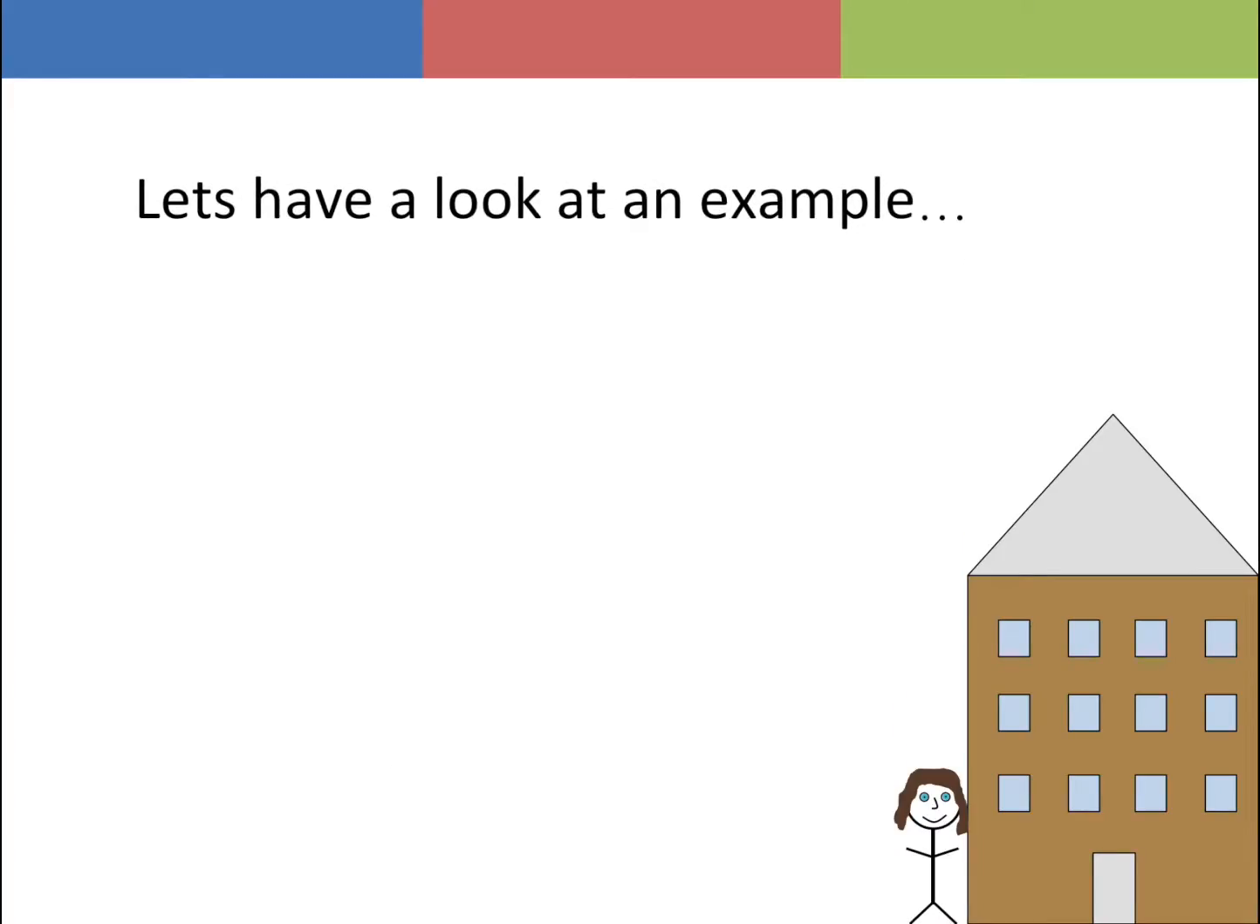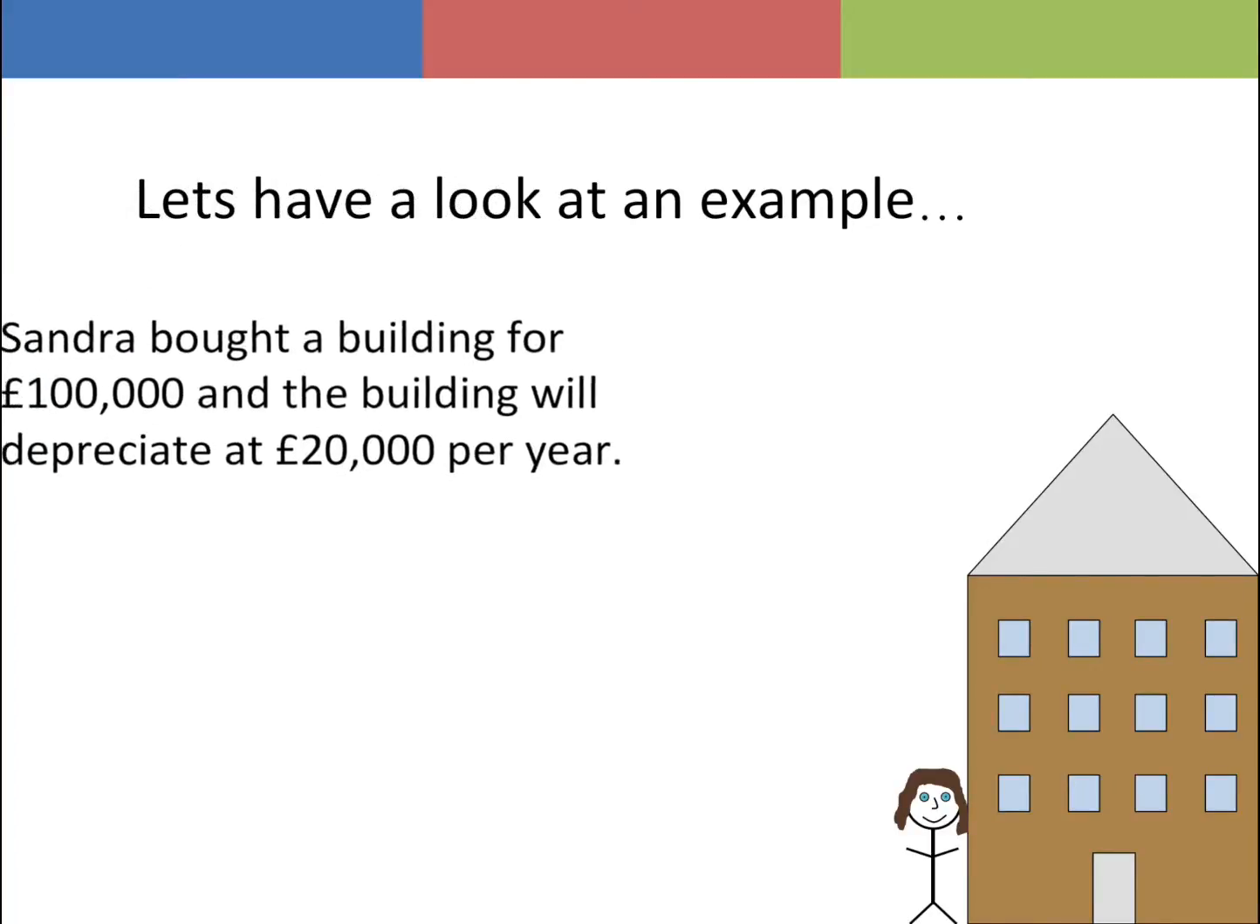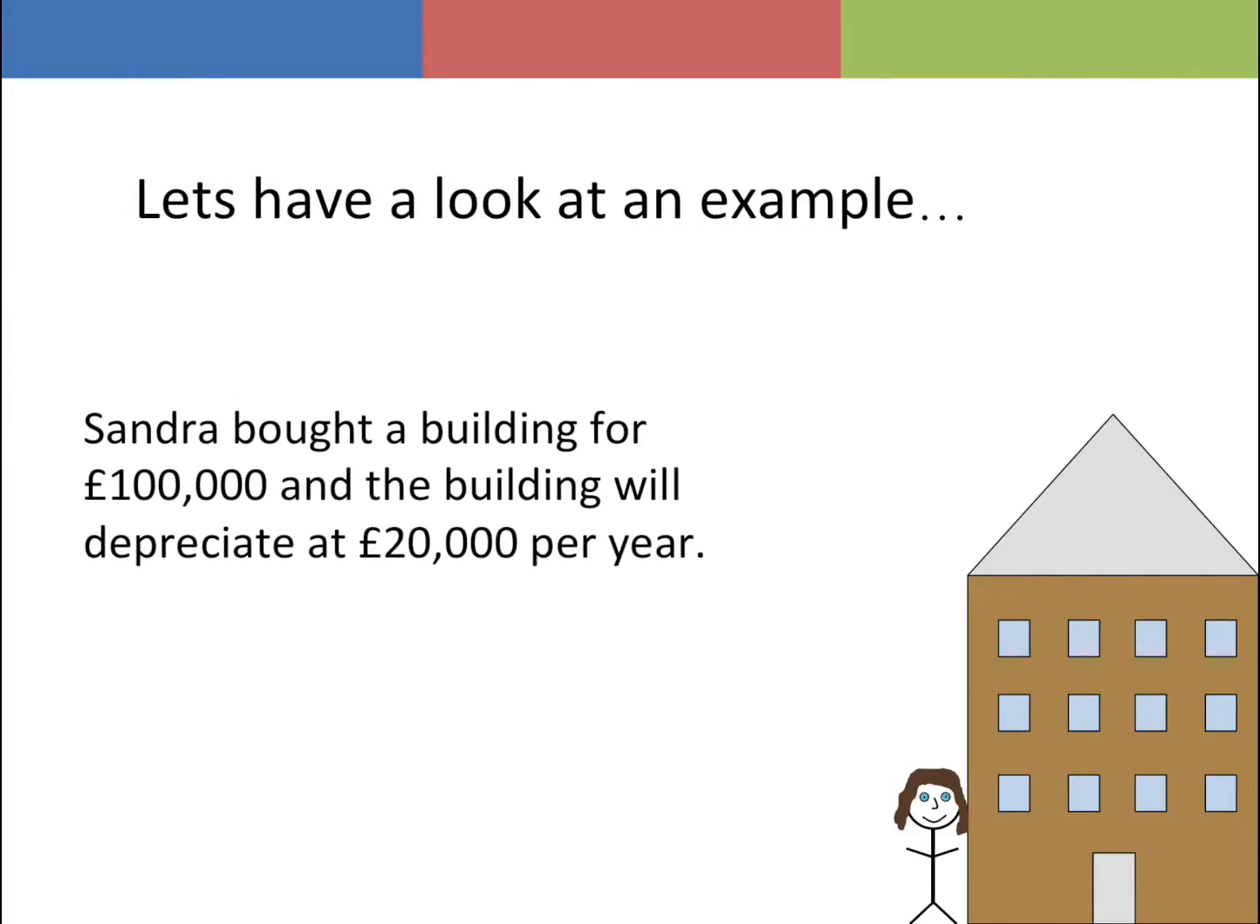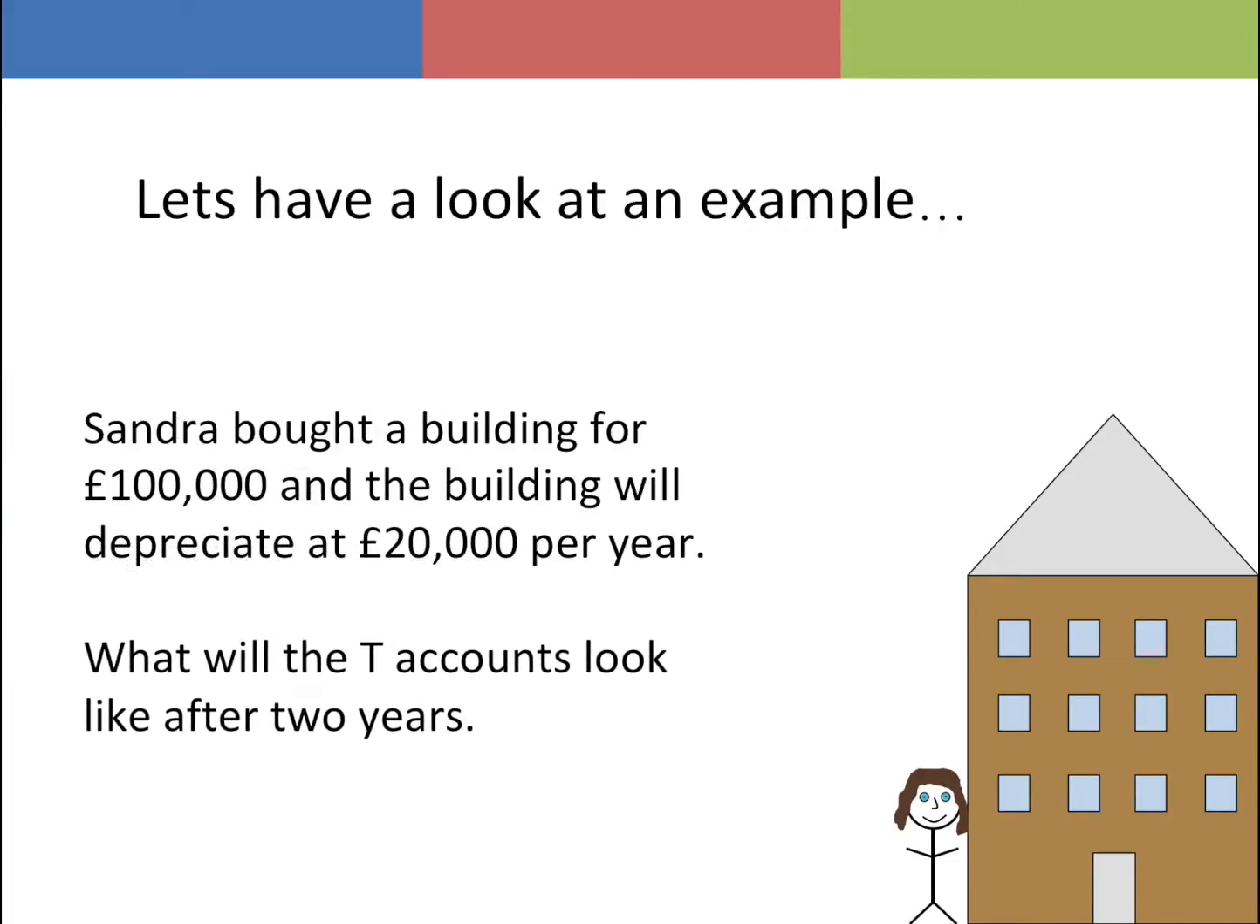Let's have a look at an example. Sandra has bought a building for £100,000 and its depreciation rate is 20% per year. The asset will depreciate by £20,000 each year. The T accounts are required for the next 2 years.